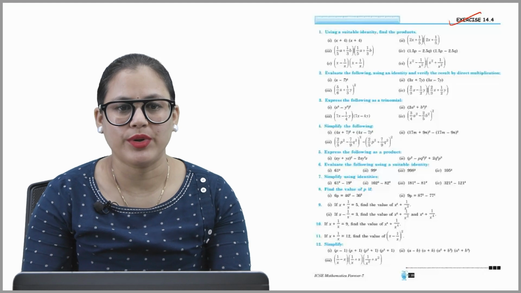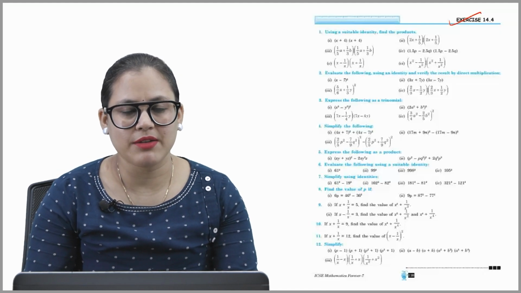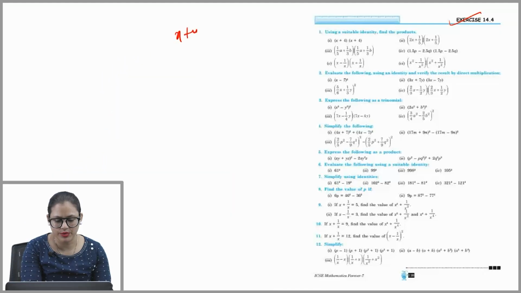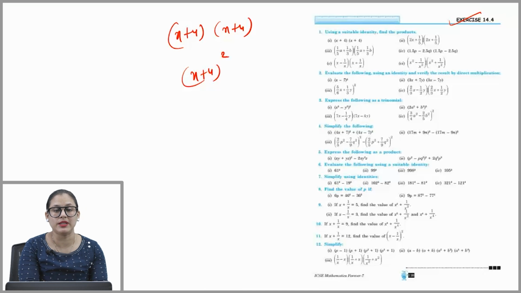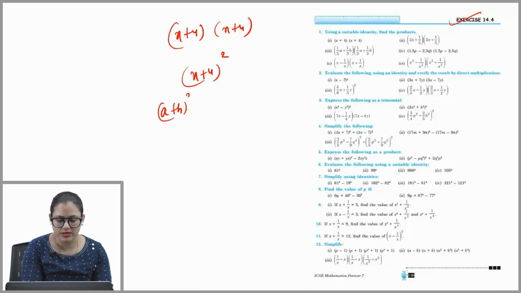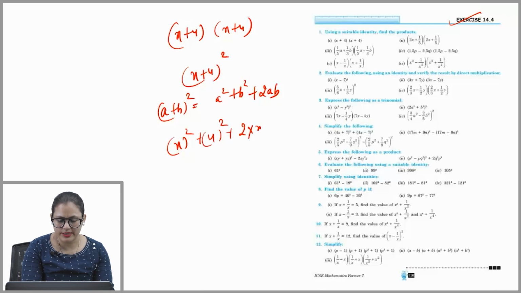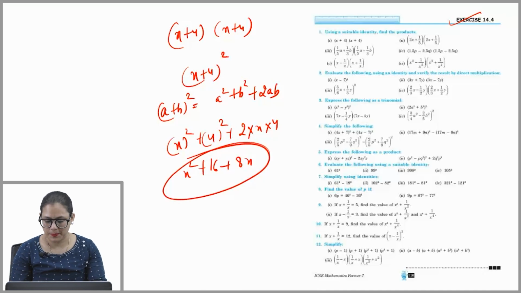Exercise 14.4. Use a suitable identity and find the products. x plus 4, x plus 4. We can write it as (x plus 4) square, right? This is (a plus b) whole square. Now, we can use the identity. The identity is (a plus b) square is equal to a square plus b square plus 2ab, right? x square plus 4 square plus 2 into x into 4. So, x square plus 16 plus 8x. This is the answer, right?